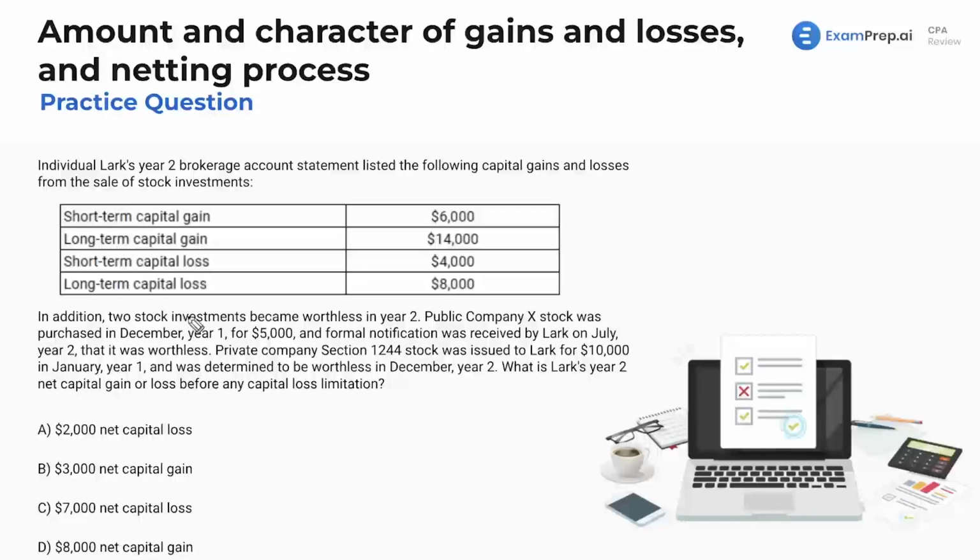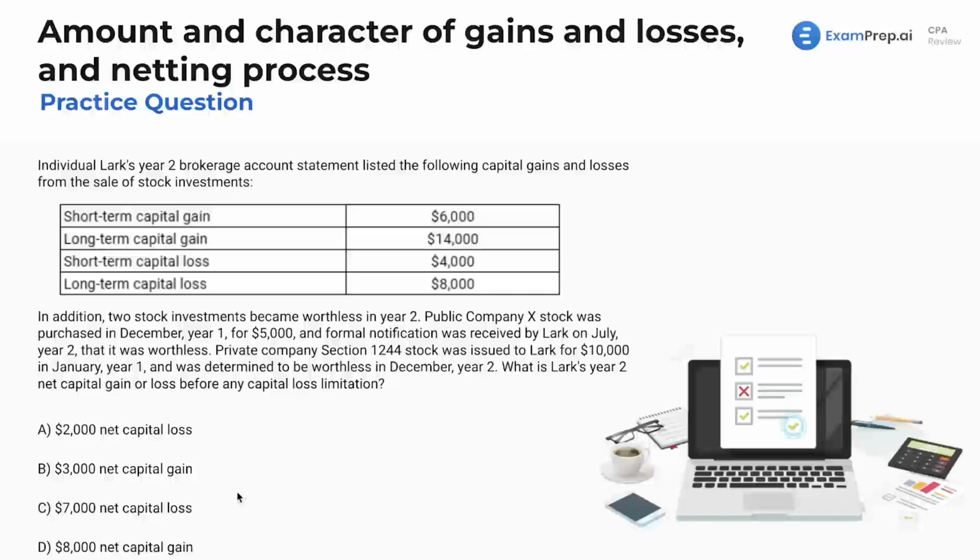We are going to read the question first, because whenever you see a lot of information, I highly advise you to read the question first. What are we looking for? What is Lark's year two net capital gain or loss before any capital loss limitation? So we're going to have to first get the number, and we're going to have to identify, is it a gain or is it a loss?